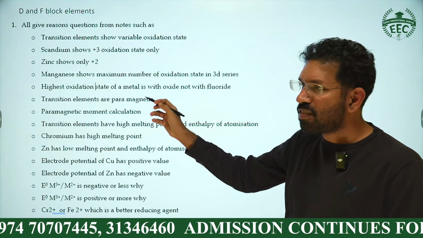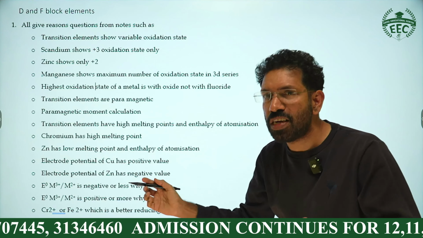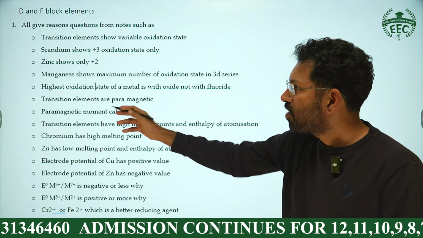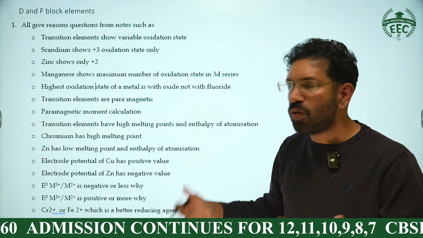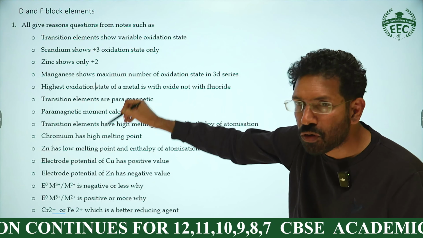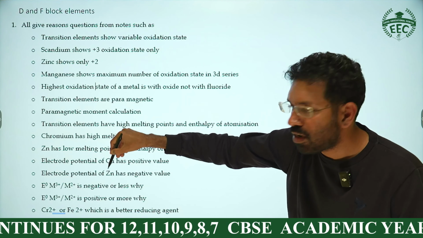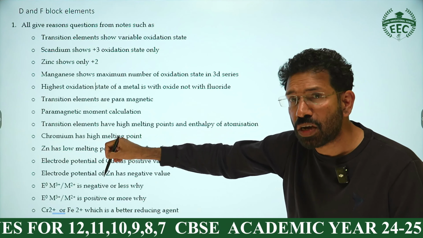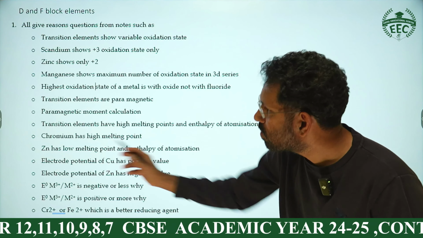Higher oxidation states of metals are observed with oxides and fluorides. Why, they will ask. Transition metals are paramagnetic. Why? They will ask all these points as give-reason questions. Just go through these points. I will upload this one in the link. You can download it. It will be there. Okay.